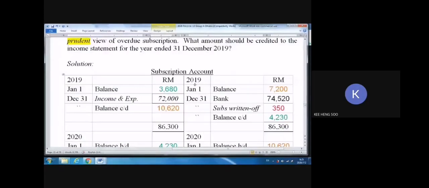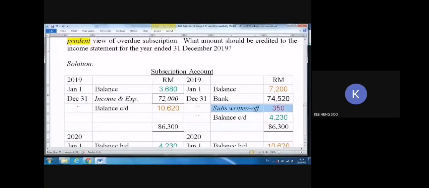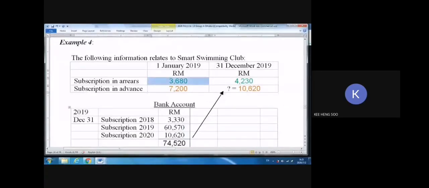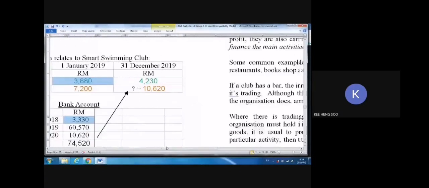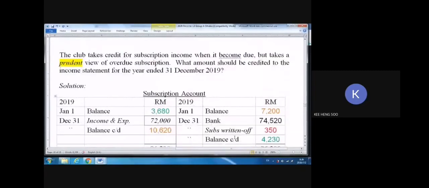And last week I mentioned subscription written off. In prudent bills, any amount not received is 3680, but this year I only received 3330. Can you see that? Prudent means to apply the prudence concept. Whatever money is not received, 350, I will recognize as your subscription written off. Clear?